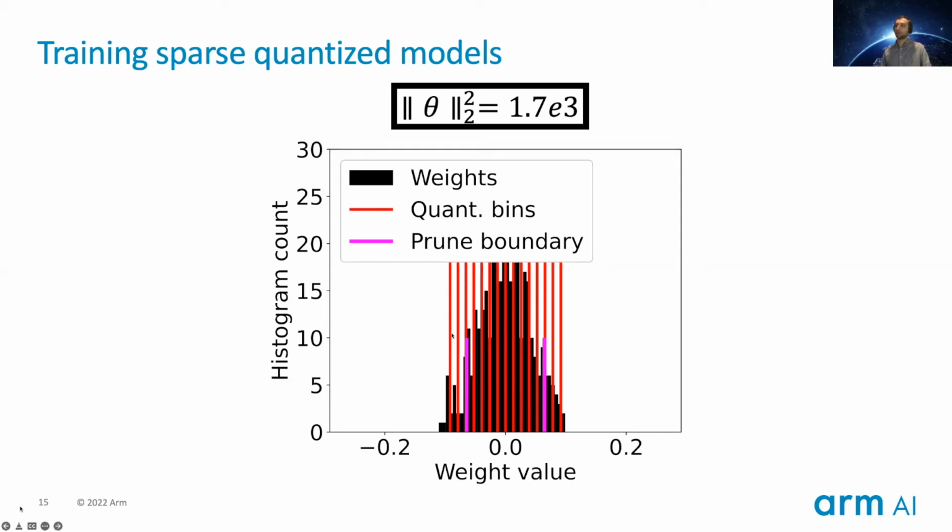And then in red, I'm showing the quantization bins. This is what would happen if we quantized the layer to, let's say, 4 bits, which would be 15 unique values. And then in purple, I'm showing the boundary below which everything gets mapped to 0 because we're pruning 90% of the weights to 0. And so here you can get a sense of why it's difficult to train models like this.